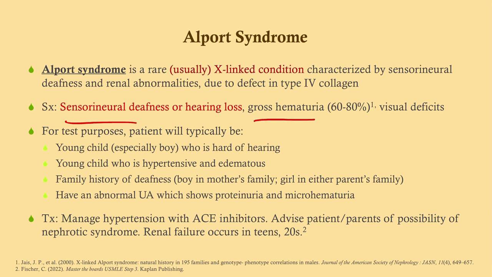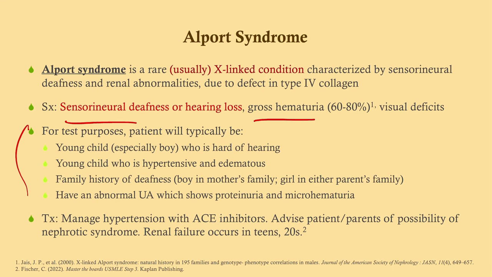So look for, on an exam, an 8-year-old boy coming in who's peeing out blood and he is deaf. Okay, or he was told at his routine hearing screen at school that he's got poor hearing acuity. So this is kind of what you might run into on a test. So a young boy who's hard of hearing, a young child who's hypertensive and edematous, if it's bad enough, a family history of deafness. Remember, this is usually X-linked, so usually a boy.